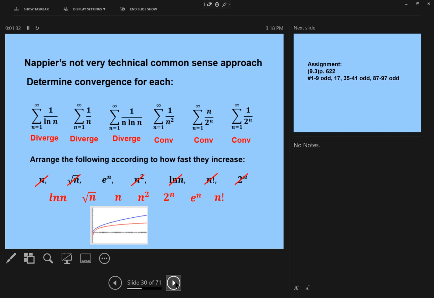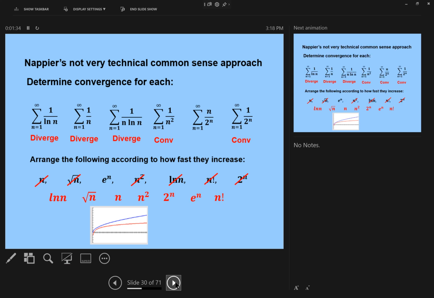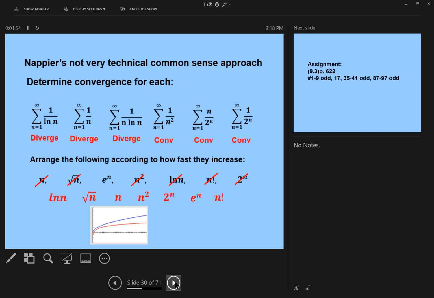Would you agree with this one? N over 2. You're like, oh, it's not a 1 on top. No, but think about how fast n increases. Linear, compare that to exponential. Is the difference between a linear and an exponential more than the difference between a constant and a linear? It definitely is. So your guess would be converge, even though right now we don't have a rule for that one. But based on how we're thinking these things out, my guess would be converge.